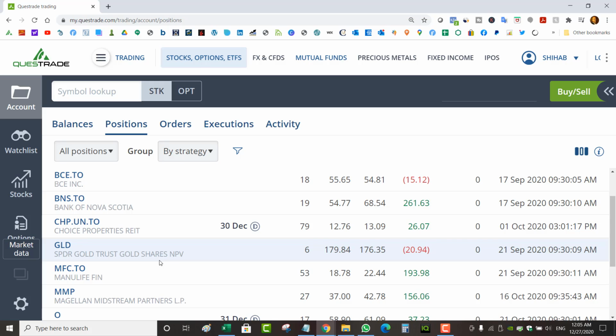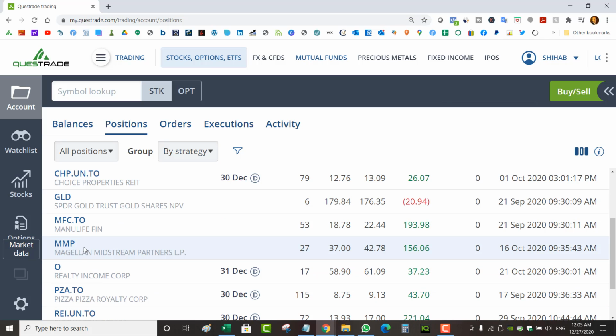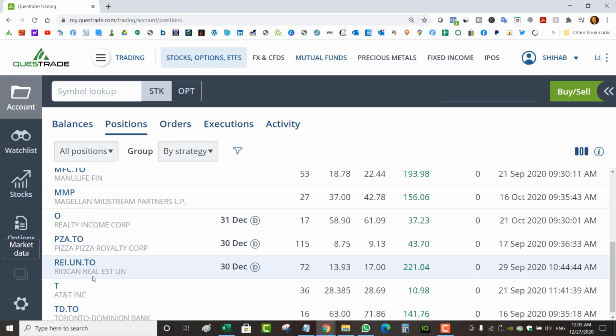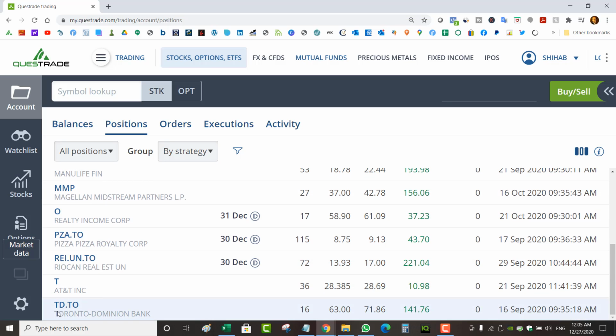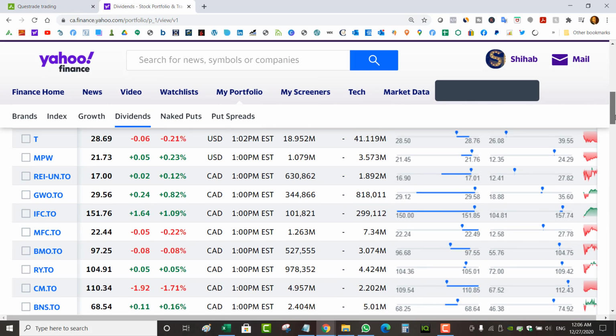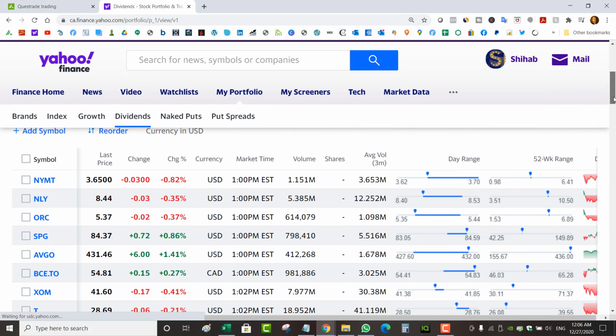Just wanted some exposure to gold. It's actually the only position that's down with Bell. I've got Manulife. I've got MMP. I've got Realty Income. I've got Pizza. I've got RioCan. I've got AT&T, and I've got TD. And I've got a list of dividend stocks in my watch list that I'm watching.